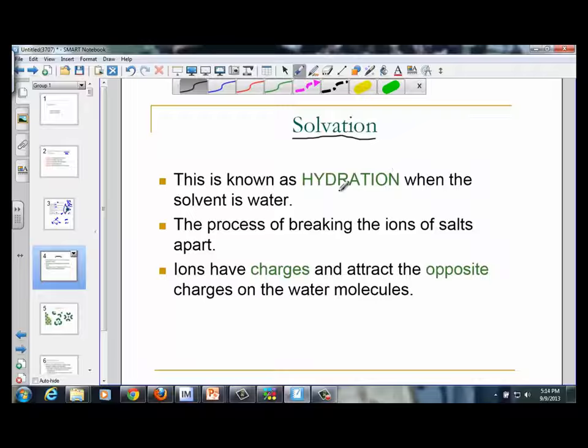If water, and it is in our chapter, serves as the solvent, the process has a more specific vocabulary term known as hydration, when water is the solvent. And the process of breaking ions from the ionic compounds known as salts, when they fall apart, we call that dissociation. So the process of hydration is really just breaking apart ions of commonly called salts. Salts is just another name for any ionic compound.